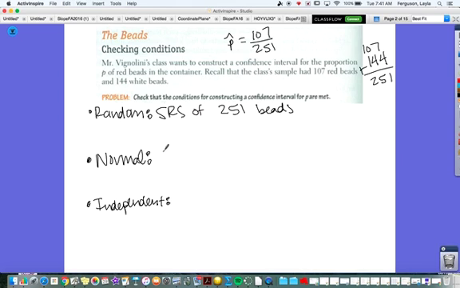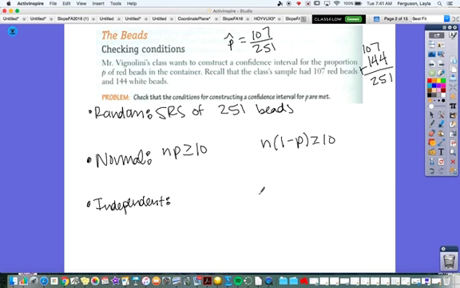So we're going to use n times P has to be greater than or equal to 10, and also n times 1 minus P has to be greater than or equal to 10. Because we don't know what P is, we're going to have to use P hat instead. So n times P hat has to be greater than or equal to 10, and n times 1 minus P hat has to be greater than or equal to 10. The n is 251, and the P hat we said is 107 over 251.